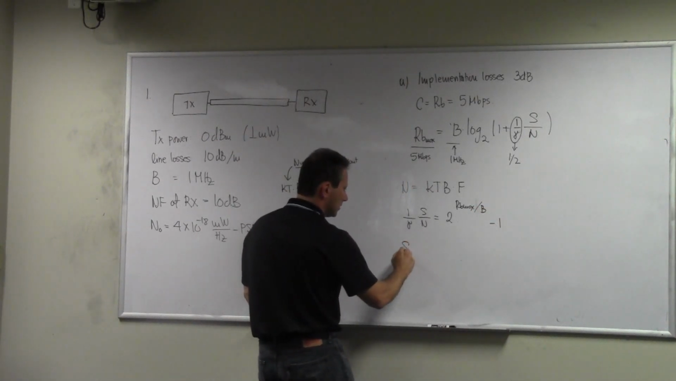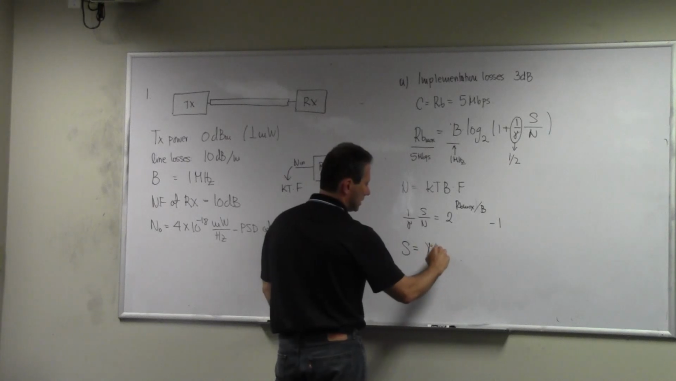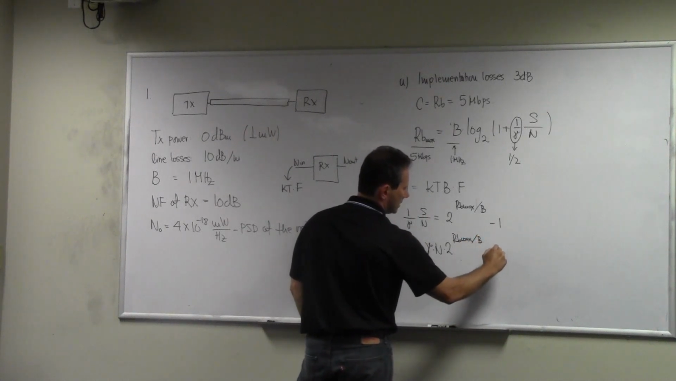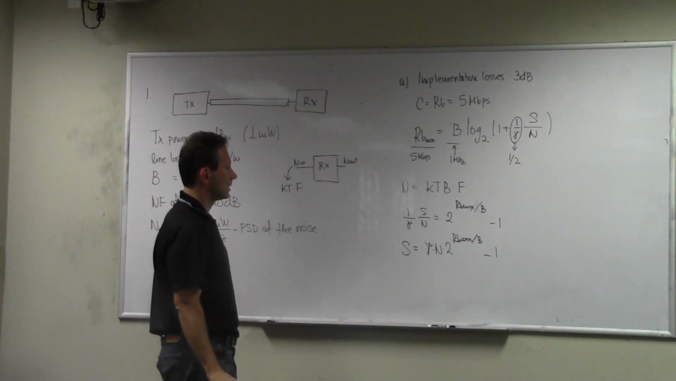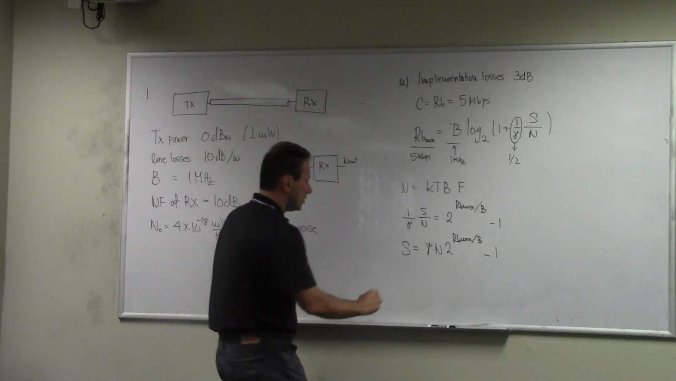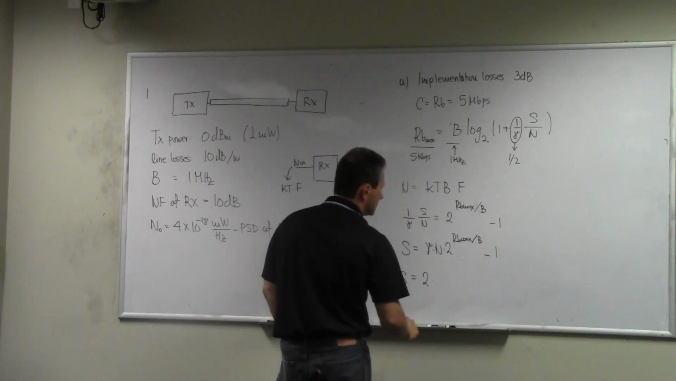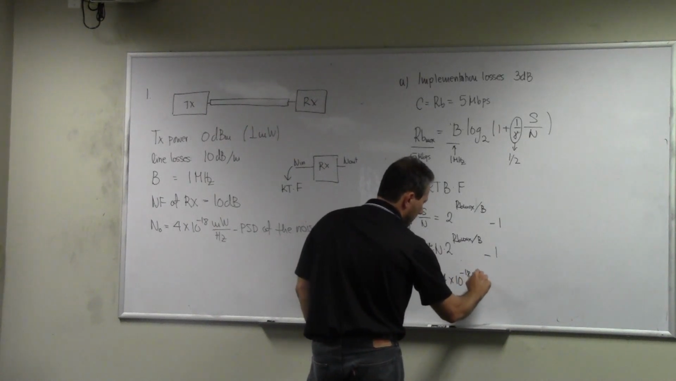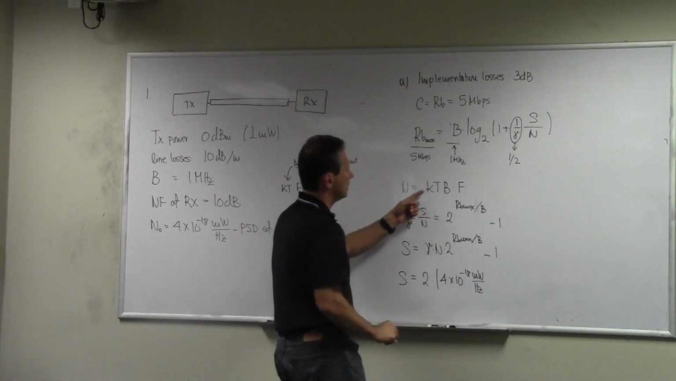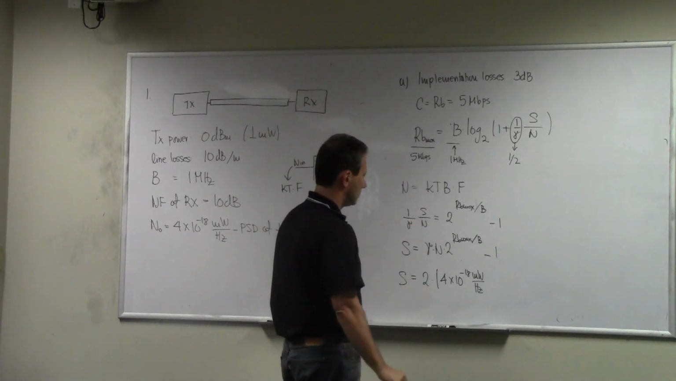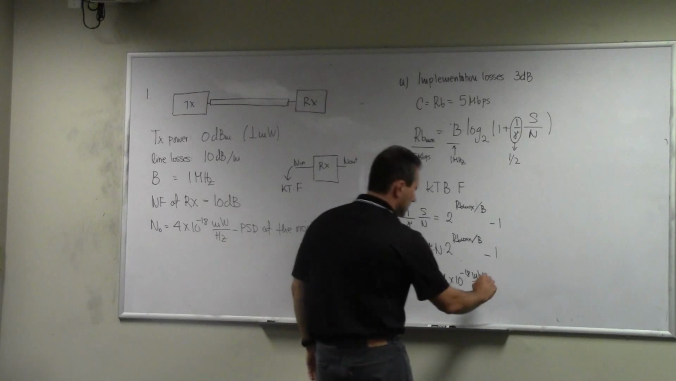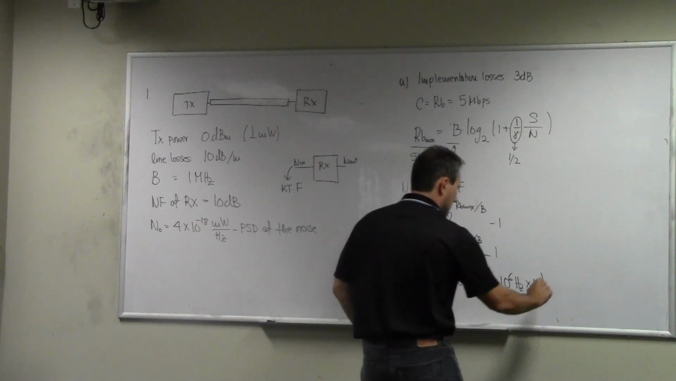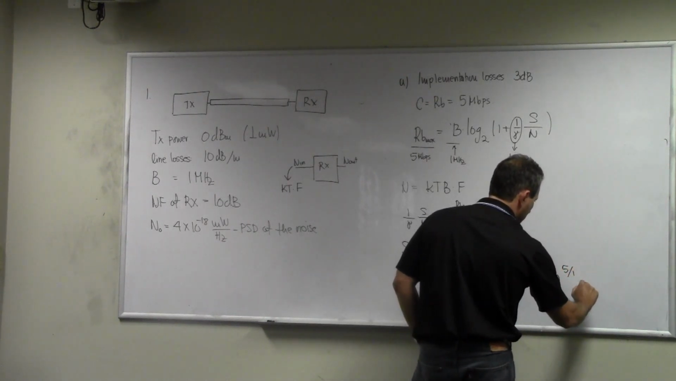And from here, I get that the signal power needs to be gamma times N times 2 to the RB max over bandwidth, minus 1. Now I have everything here. So the power of the noise is KT. KT at room temperature is 4 times 10 to the minus 18 milliwatts per hertz, times the bandwidth, which is 10 to the 6 hertz, times your noise figure, which is 10, times 2 to the 5 over 1 minus 1.